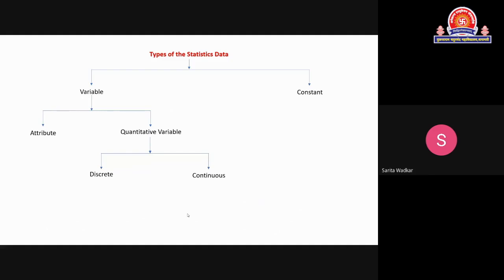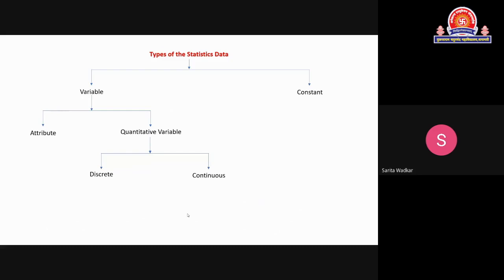A qualitative variable suggests that there is some quality related to that particular product. So we categorize data into two, that is quantitative and qualitative data. Further, we call them variables and attributes. Now we have divided quantitative variables into discrete and continuous.